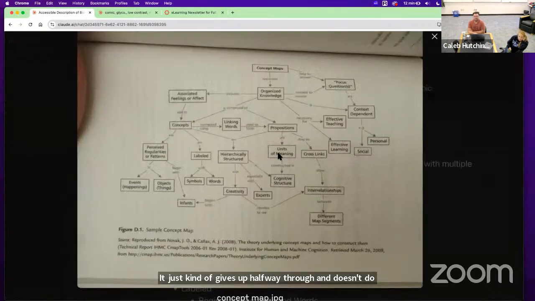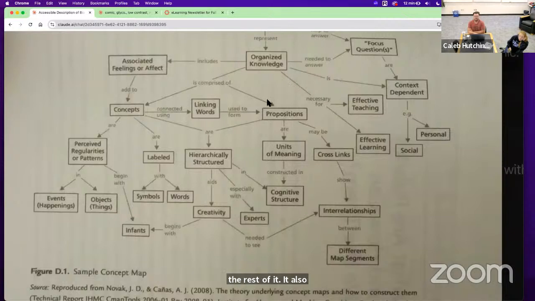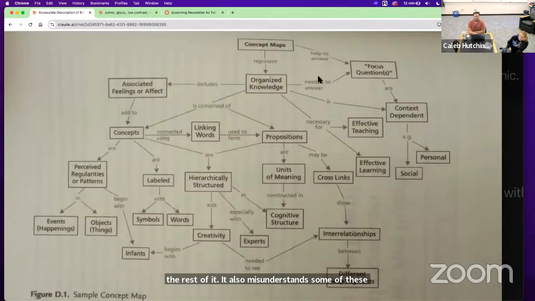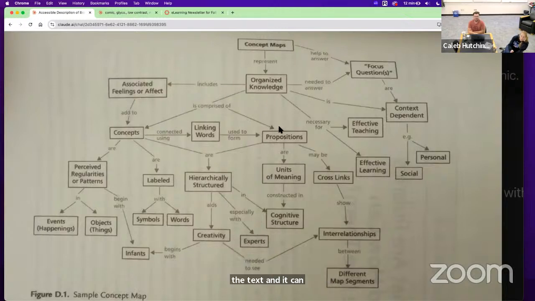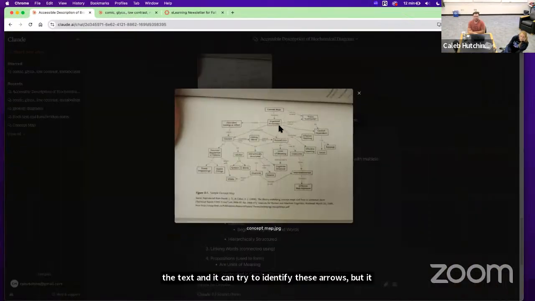It also misunderstands some of these linkages, and it doesn't totally understand the directions of the arrows. It certainly doesn't understand it conceptually. It can recognize the text, and it can try to identify these arrows, but it doesn't do a great job. This one it's not very good at.